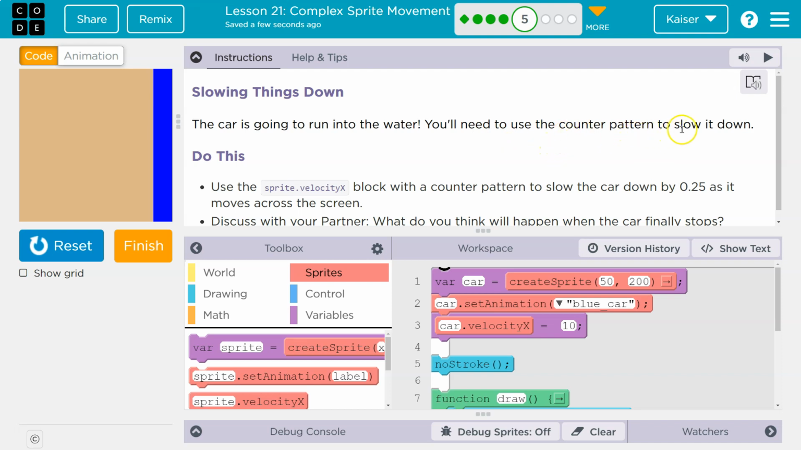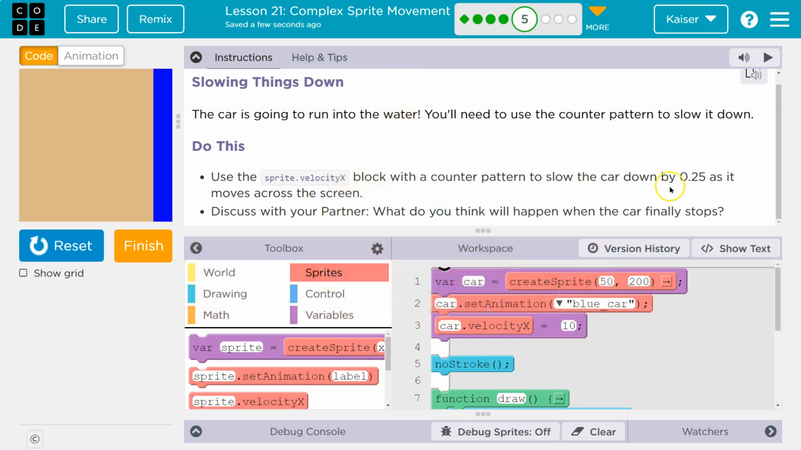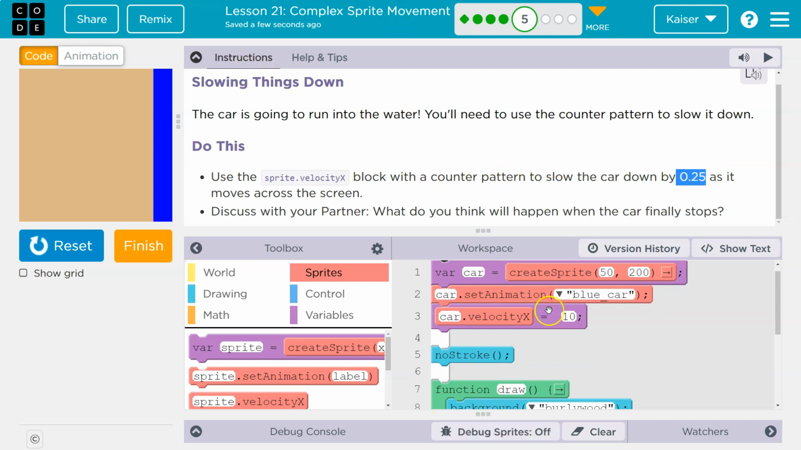You'll need to use the counter pattern to slow it down. Right, because we can use the pattern to slow things down or speed things up. Do this. Use the velocity.x block, sprite.velocityx, with the counter pattern to slow the car down by 0.25 as it moves across the screen. What's the counter pattern? We should be pros at this by now.